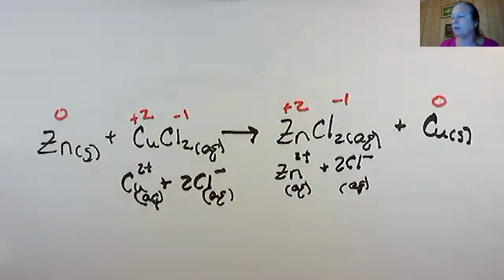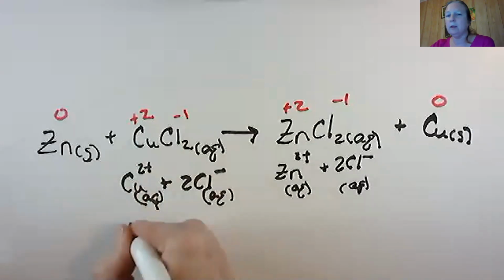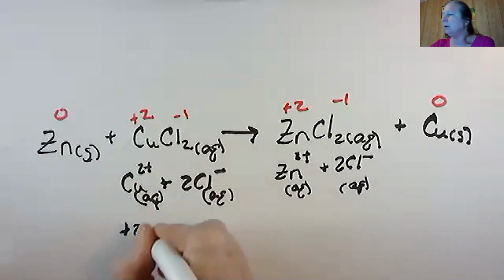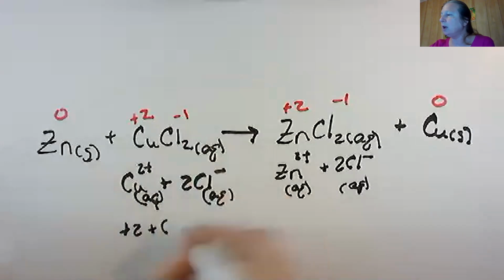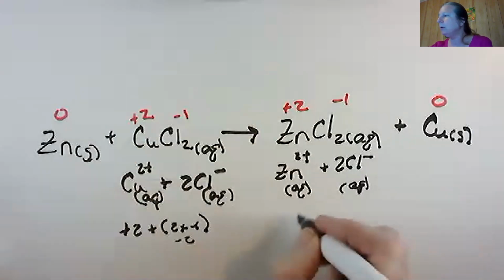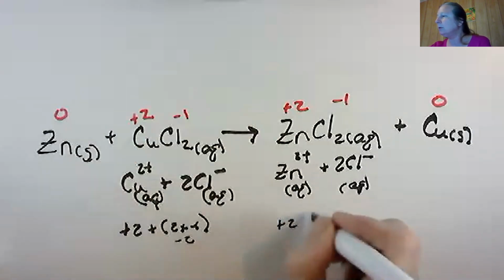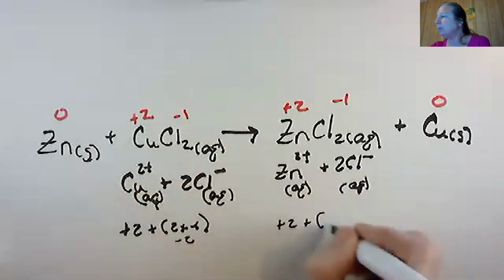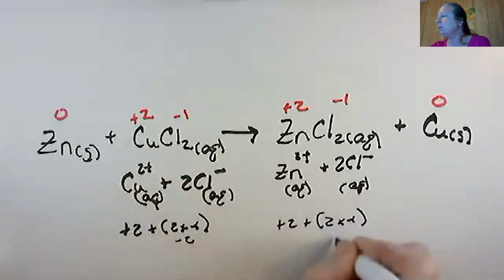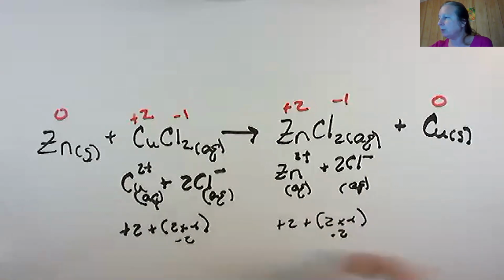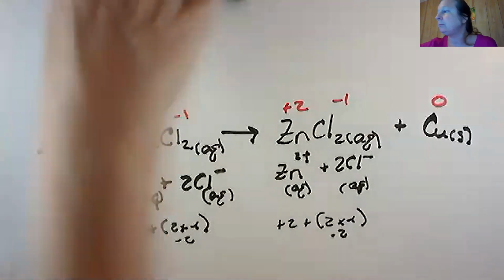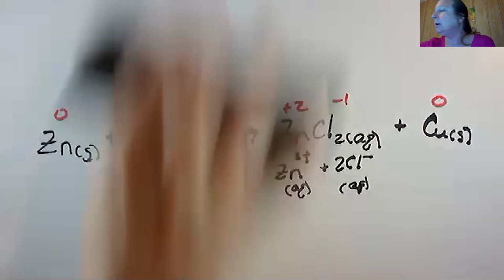You can double check this because your numbers have to be balanced on each side. I have a 0. I have a plus 2. And I have 2 times minus 1, which is a minus 2 and a plus 2. So that's 0. And here I have a plus 2. And I'm going to have 2 times minus 1, which is minus 2, so plus 2 minus 2 is 0. So yes, I have a net 0 on both sides. Okay, that's just if you want to double check.